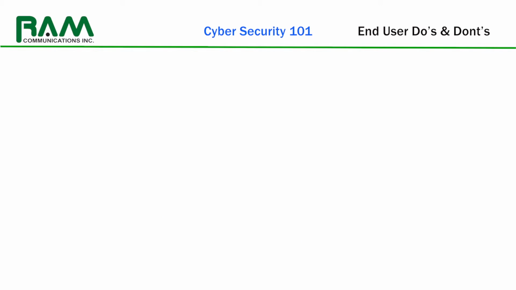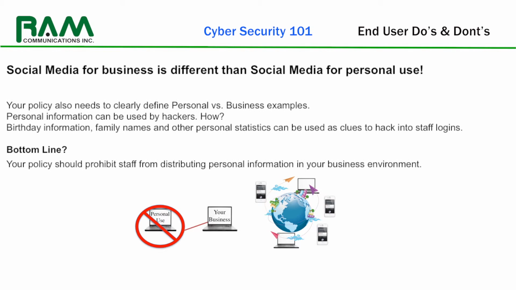Example 2. Social media for business is different than social media for personal use. Your policy also needs to clearly define both personal and business examples.